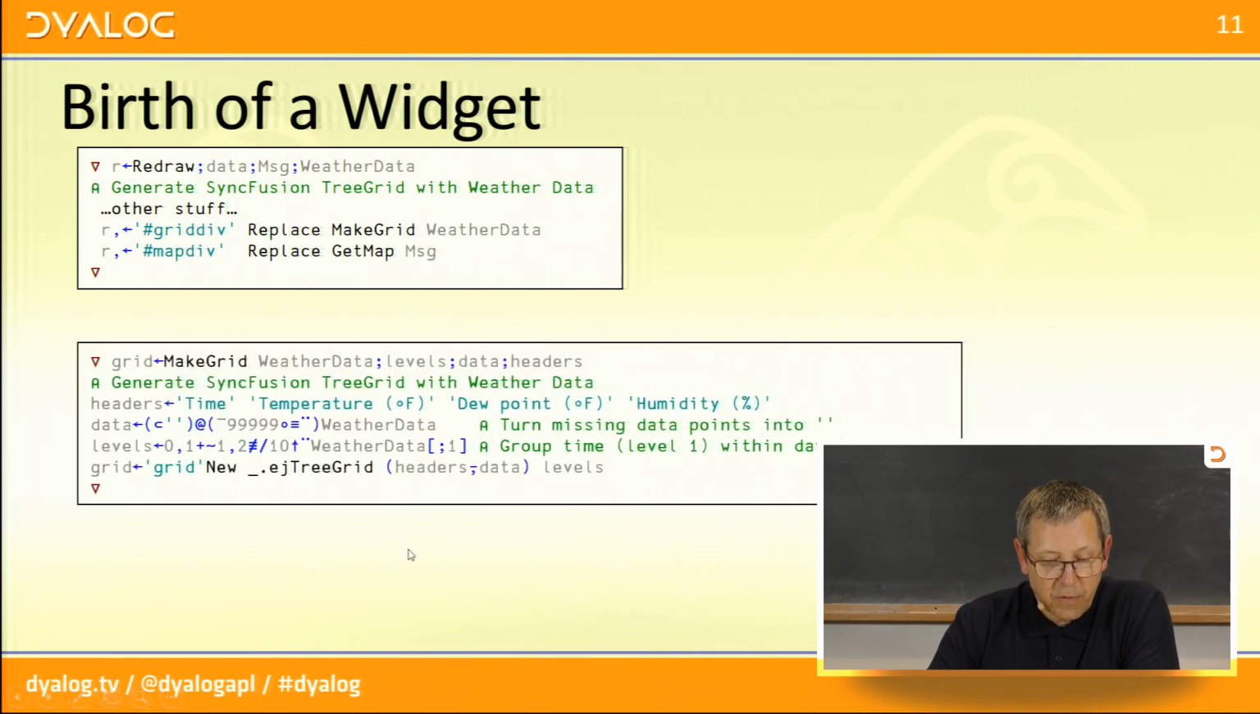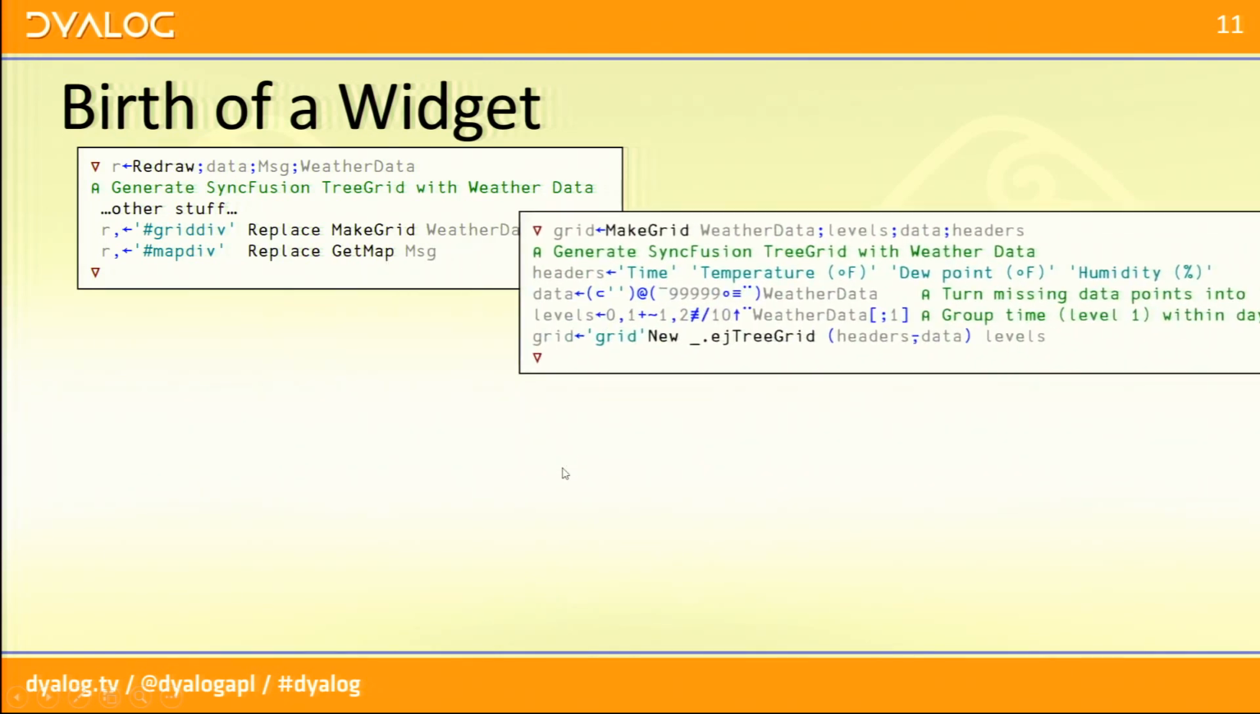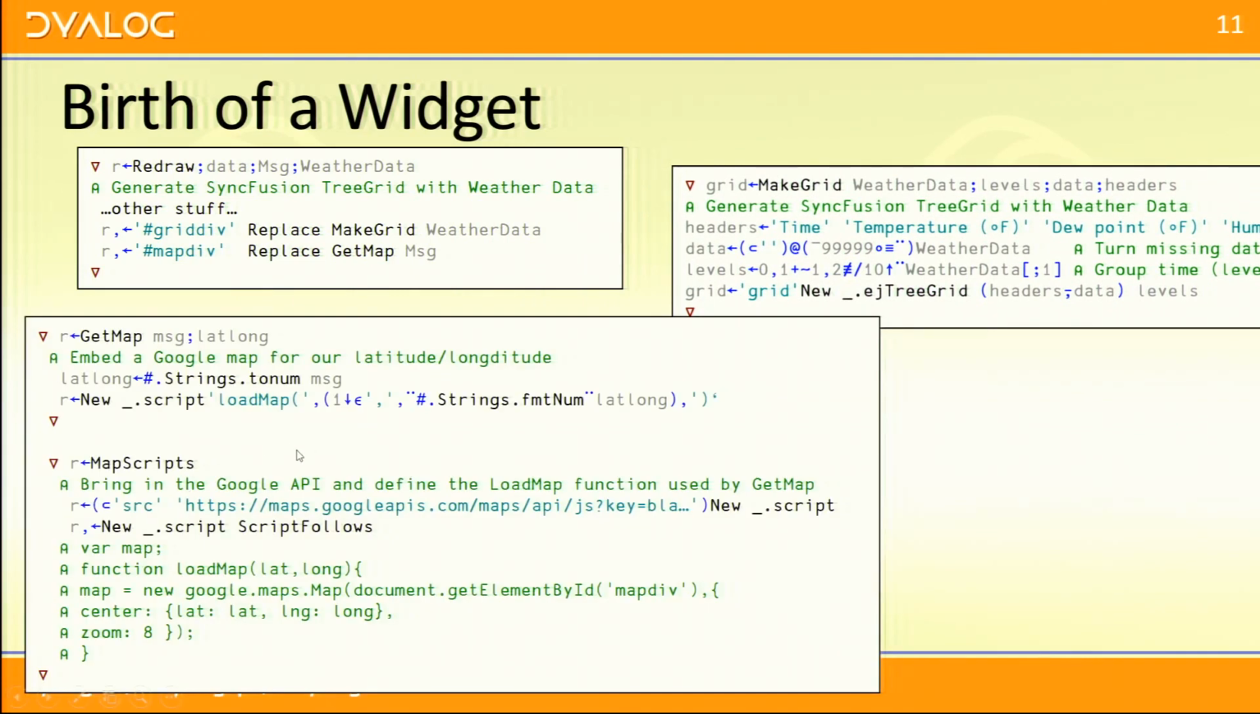I didn't actually look at this function I'll show you. We looked at this make grid function. So when there was a redraw event, we called make grid to replace the grid. And we also replaced the map div with the result of something called get map. While the make grid function was a little bit of data massaging and then a single call to this EJ grid object with the data matrix and the tree levels, one of the functions we didn't look at was this thing called get map. And that's the kind of thing that your average APL programmer doesn't want to have to write, because as you can see, there is generation of JavaScript in it.